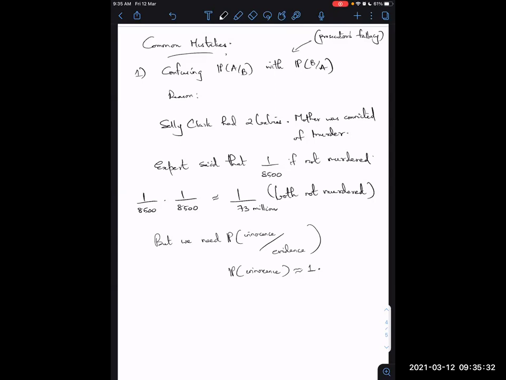So what happened at the court was this. You have evidence, and the evidence suggests that both are murdered. And assuming that the person is guilty, versus, I mean, you don't know whether the person is innocent or guilty, but if you're supposing that the person is guilty and then looking at the evidence, the expert said that the chance of this happening is 1 over 8,500. So the probability that I'm talking about, 1 over 8,500, is based on the fact, assuming the mother is guilty.